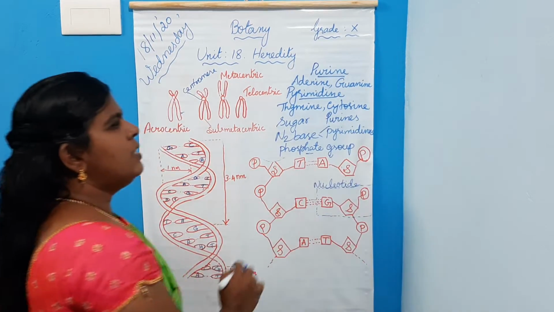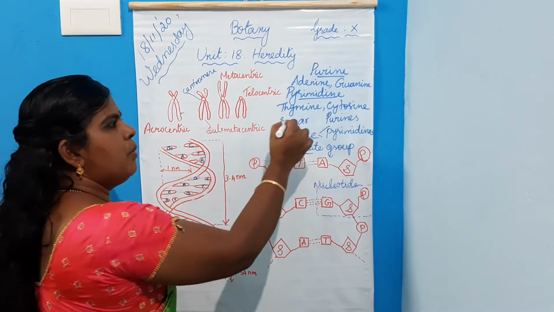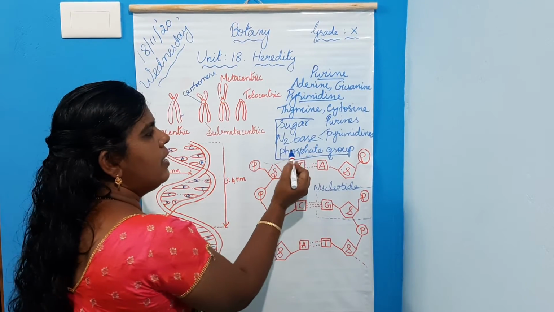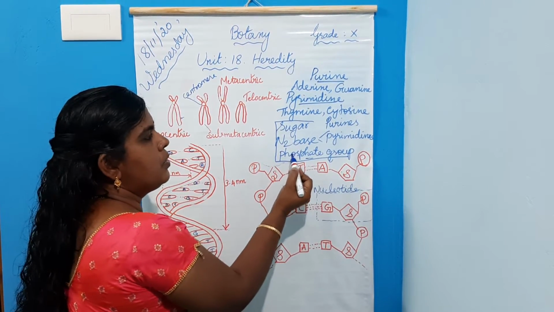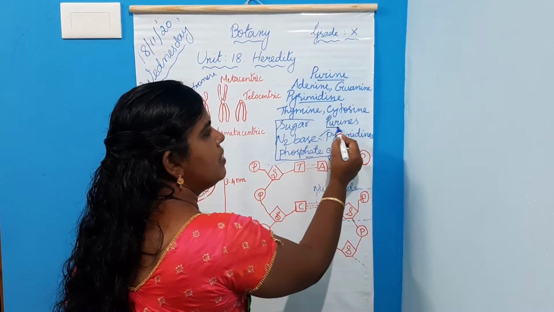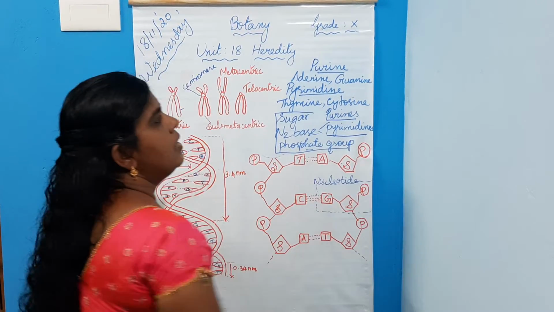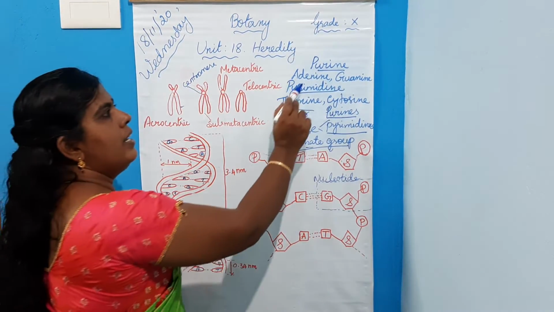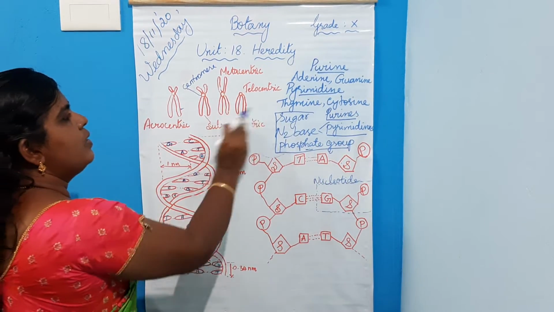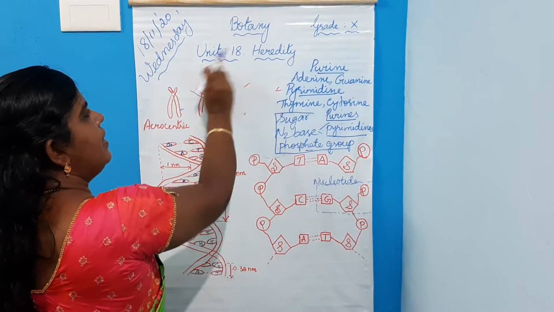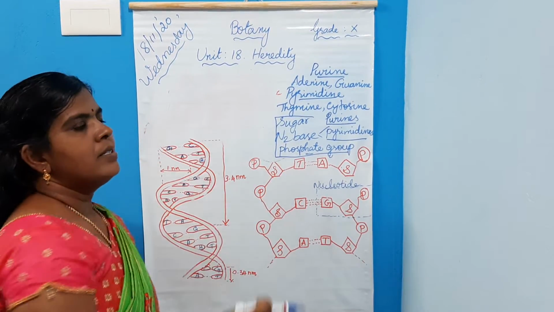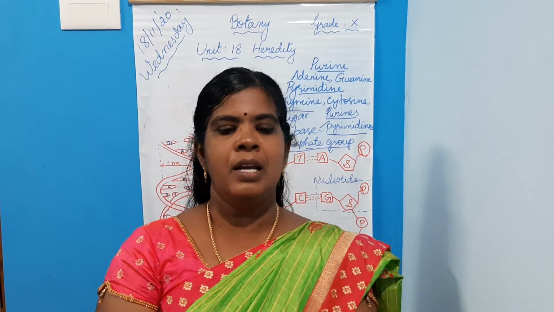So there are three important constituents found in DNA. What are they? Sugar, nitrogenous base, and phosphate group. Nitrogenous bases found in DNA are of two types, purines and pyrimidines. The purine bases are adenine and guanine. The pyrimidine bases are thymine and cytosine.